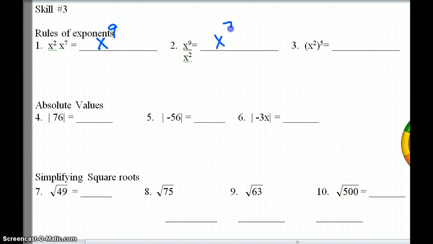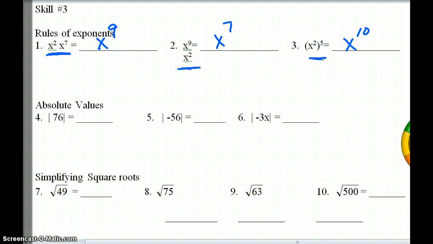You just look at your rules and see which one applies. So that, again, is why you have to know your rules. If you multiply, you add. If you divide, you subtract. And if you have a power to a power, you multiply the powers.